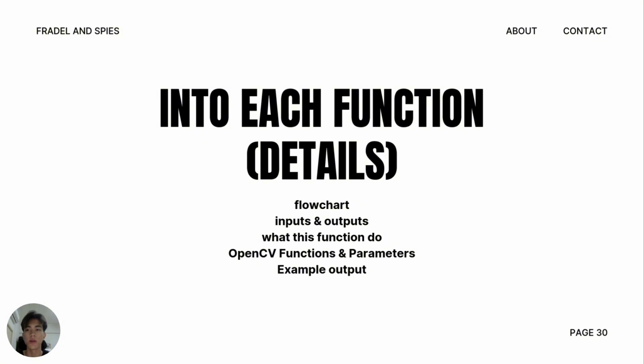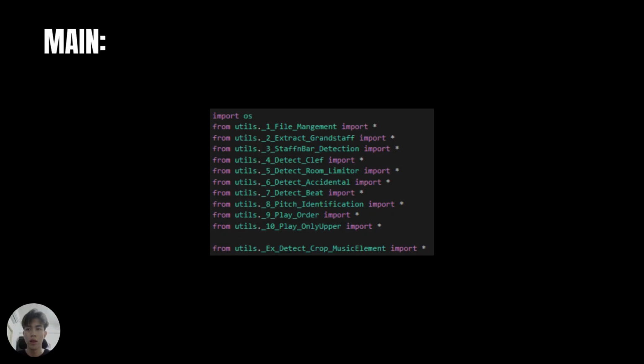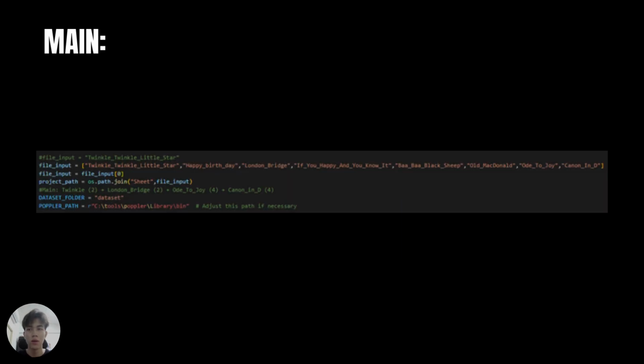In each function, we will show the flowchart, then talk about input and output. What does this function do? OpenCV technique and parameters, and image output. Okay, let's start with the main code, in which we import other modules from the approach to the music playback as we showed. The inputs that we use are the music sheet name, which is collected as the file input variable, the path to save the project, the path of the dataset, and lastly, the output path.